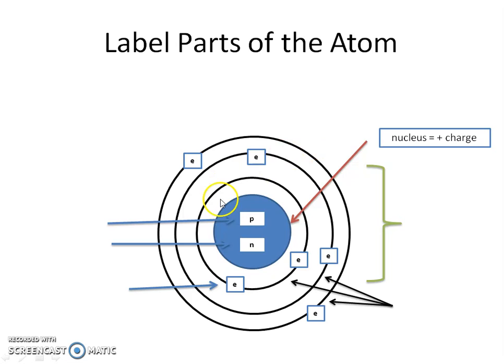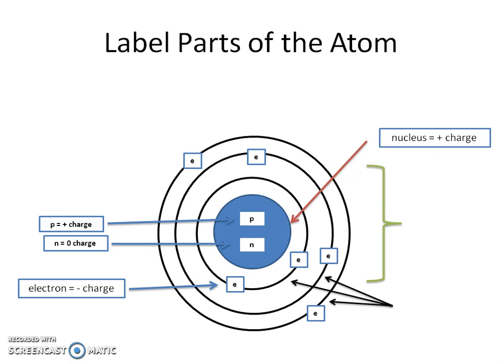Did you get that this middle circle is the nucleus and it has a positive charge? So the P inside the nucleus are protons, which have a positive charge. The N stands for neutrons, which has no charge. The E's are for electrons, and they have negative charges.